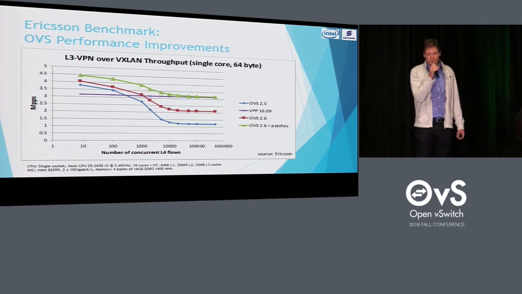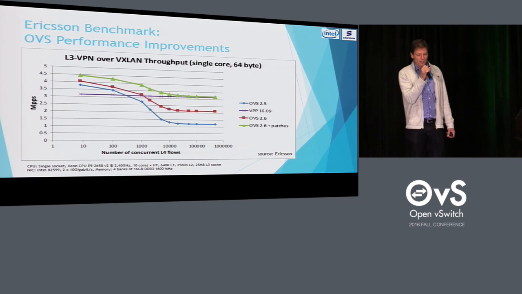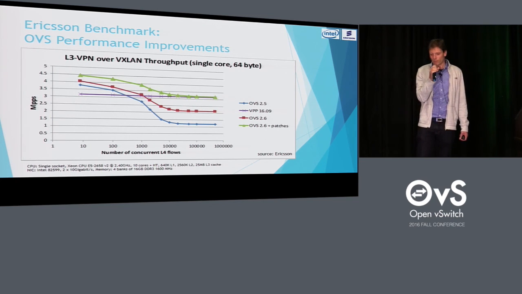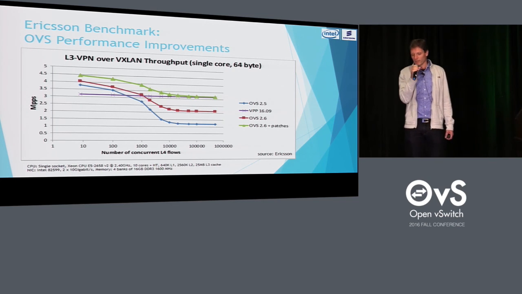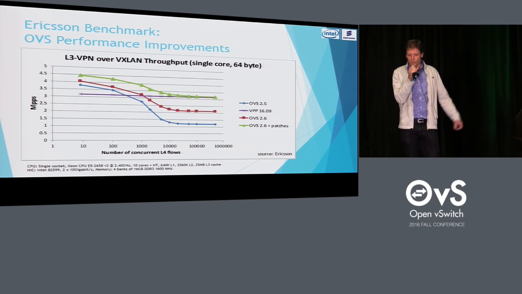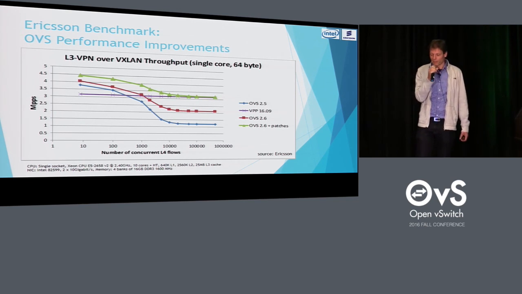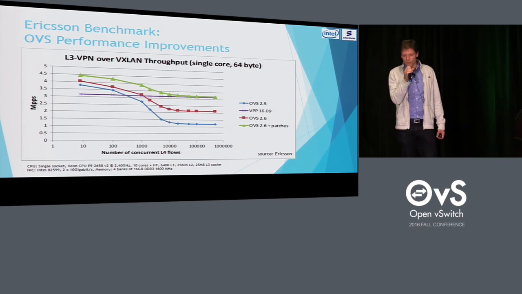You can see the degradation is much less than before at the high flow side of things. We are at roughly the same performance level as VPP. There, we still have a performance advantage in the low flow regime due to the EMC effect. In total, we have improved the performance of the EMC to almost 4.5 million per second, and we are at 3.2 million per second for a single core in this complex setup with OVS 2.6 plus patches.